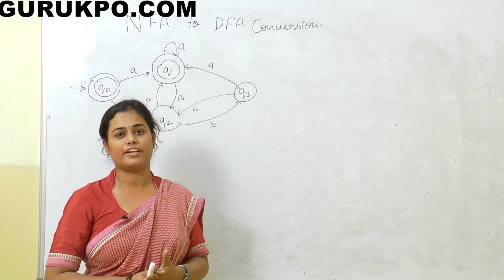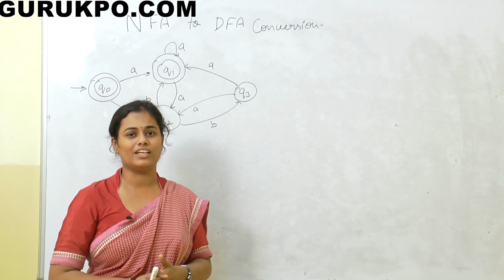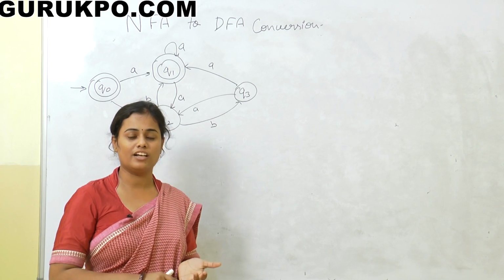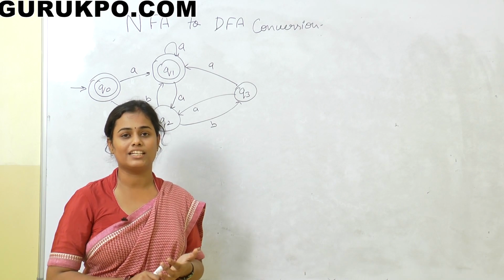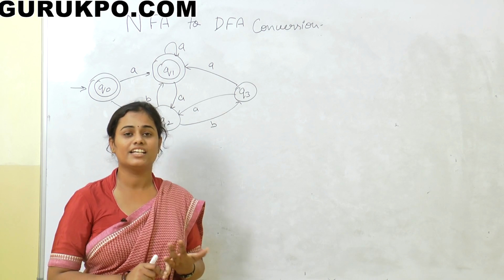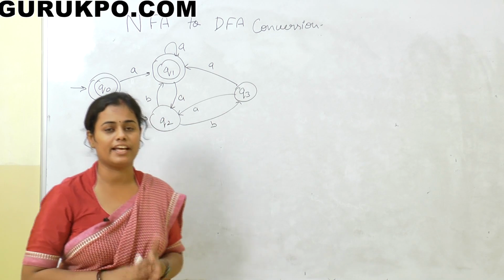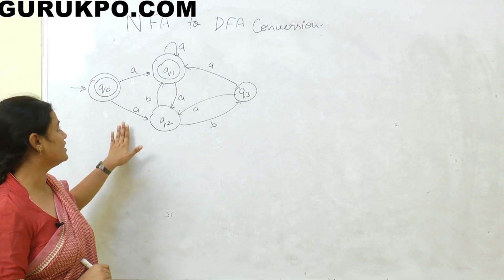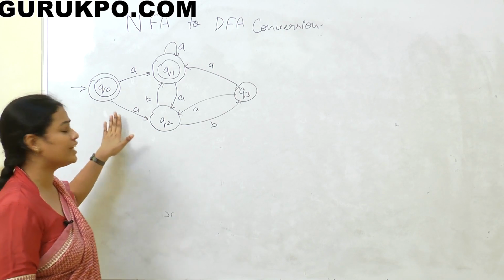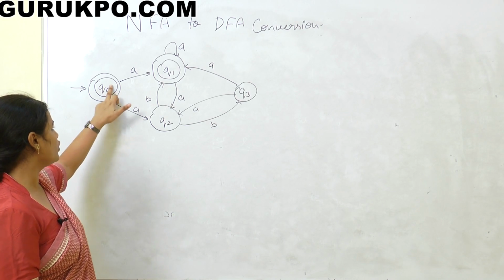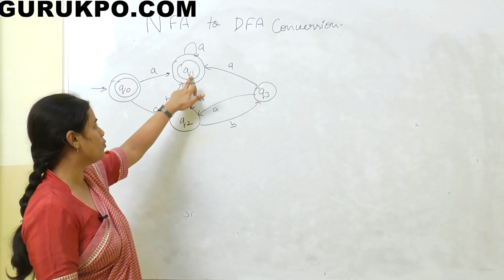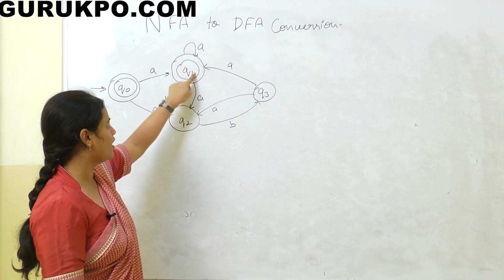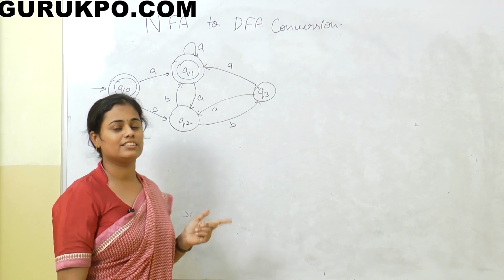DFA is deterministic finite automata, in which the output is deterministic, which means for a single input from a single node, we will get only one output. Deterministic means nishchit in Hindi. In NFA, the output is non-deterministic. As is clear from this example, this is an NFA, because for Q0 I am giving A and getting outputs Q1 and Q2. For Q1, when I give A, I also get Q1 and Q2. That is why this is an NFA.